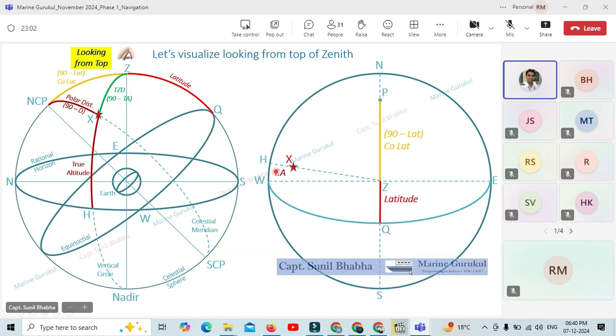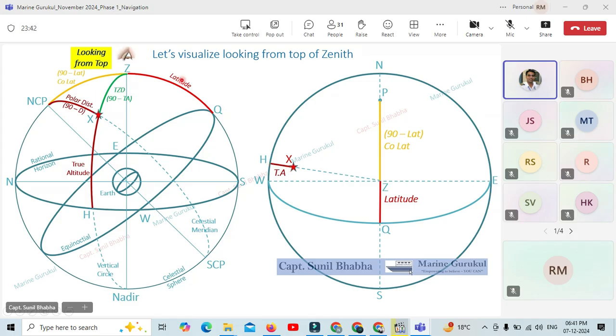Now you can see H to X is the true altitude of the body. So concentrate on the celestial sphere diagram. You see X to H highlighted in the maroon color. You have the true altitude of the body. The same true altitude is represented by H to X in the rational horizon diagram. So let's highlight it with maroon color here also in the rational horizon diagram.